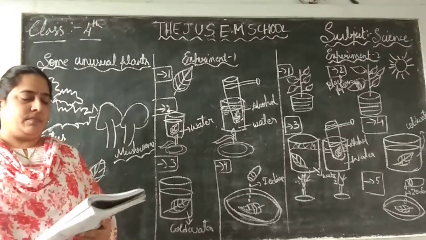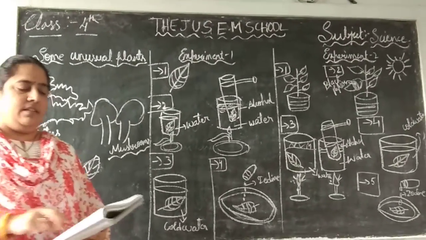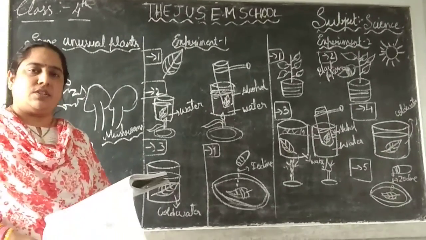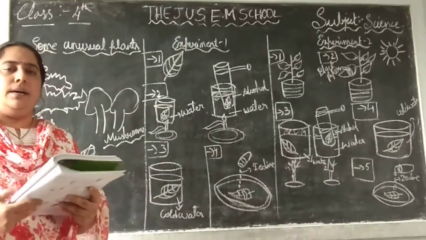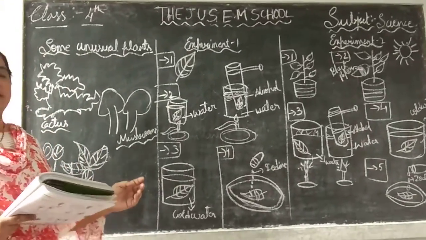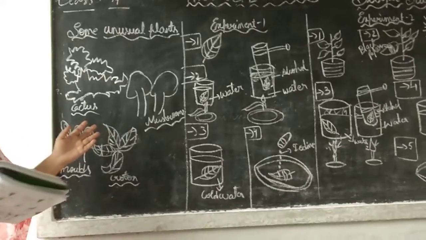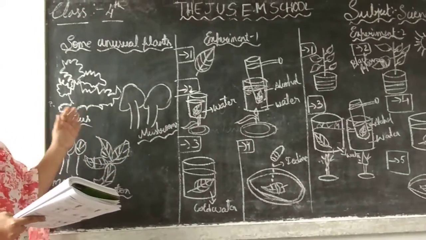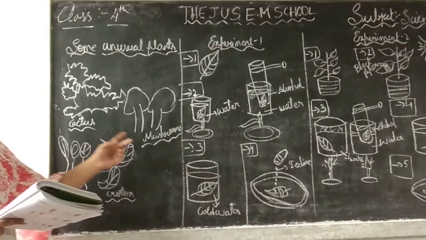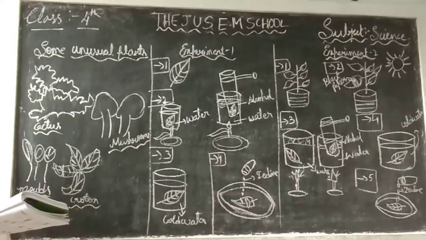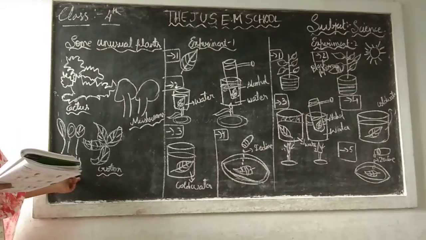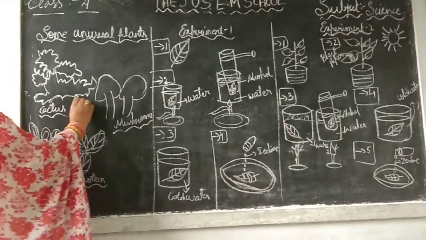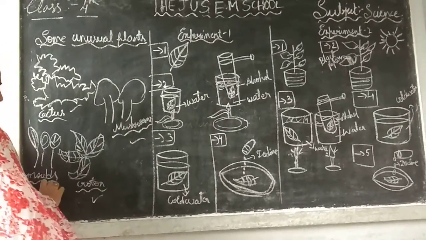Okay, children. In the last lesson we have seen how plants prepare their food, parts of a plant, and food for a plant. Now we are going to see some unusual plants. Some unusual plants are cactus, mushroom, croton, and moss. These don't have leaves. All these unusual plants do not have leaves.